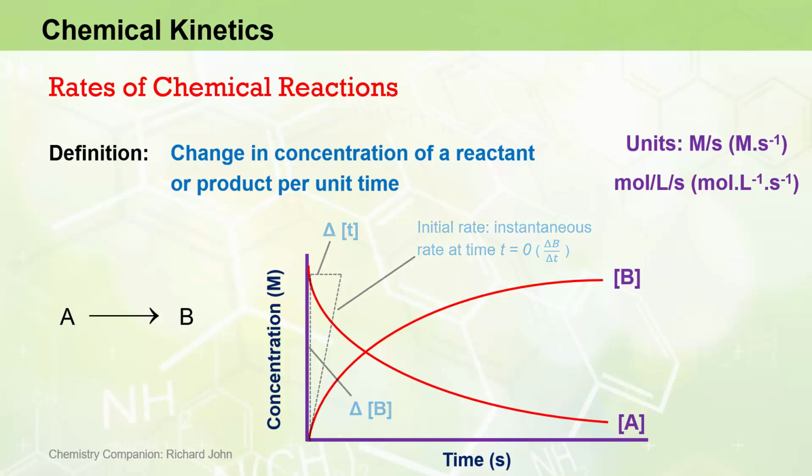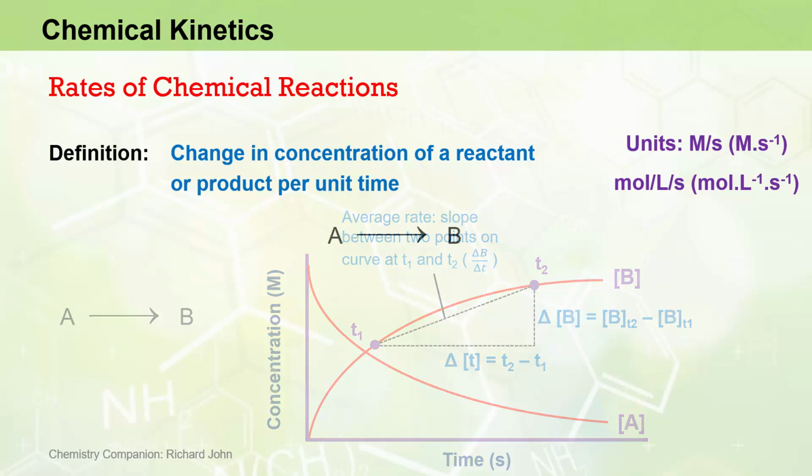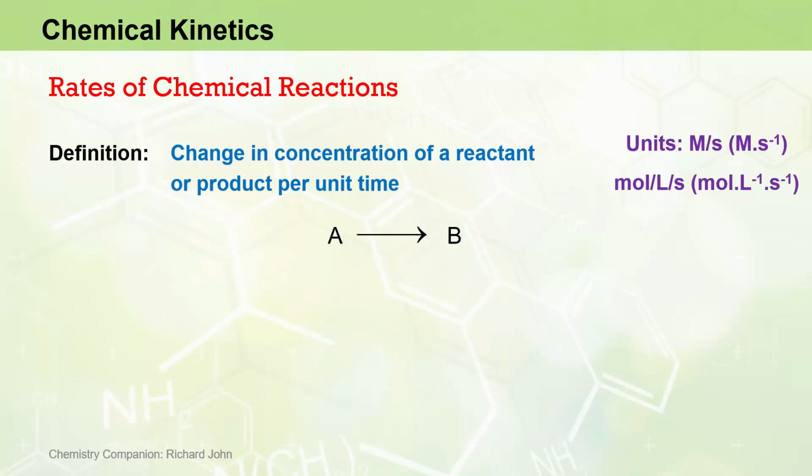A third measure of rate, and probably the most practical to use in experimental settings, is the average rate of reaction between 2 points in time, t1 and t2. Again, we determine the average rate from the change in concentration and the change in time, where in this case, we see that delta B represents the concentration of B at time t2 minus the concentration of B at time t1, and delta T is similarly calculated as t2 minus t1. We can examine the rate of this simplest hypothetical reaction in 2 ways.